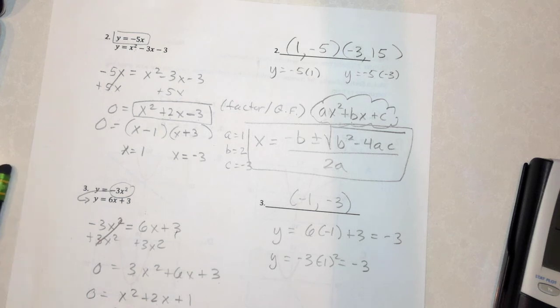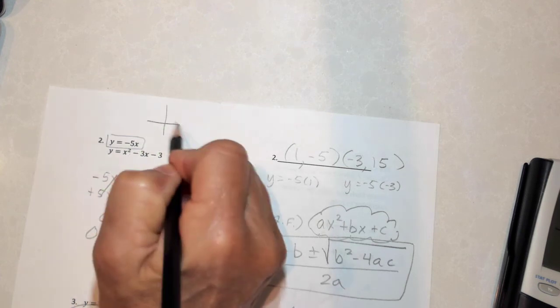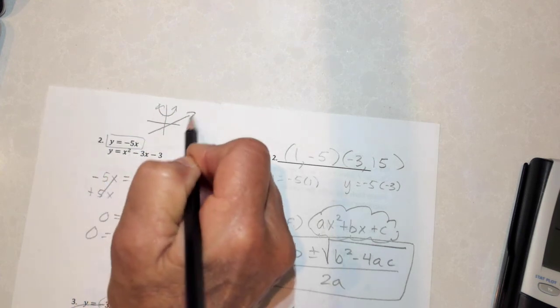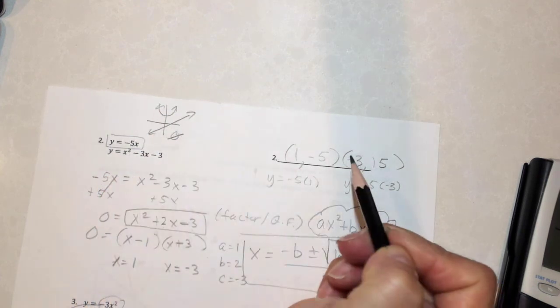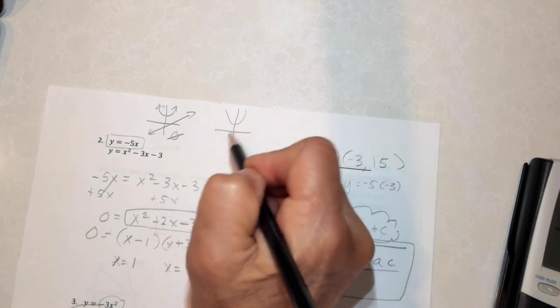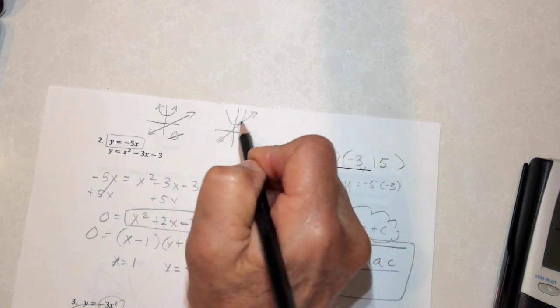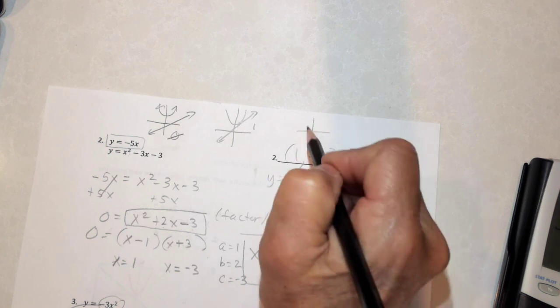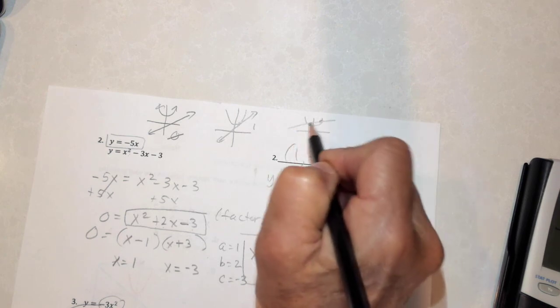Keep in mind that you can have no solution, one solution, or two. So you might have a parabola with a line and they never meet, so you're going to have no solution. You could have a parabola with a line that grazes it. So you'll have one. Or you could have them cross in 2 spots.